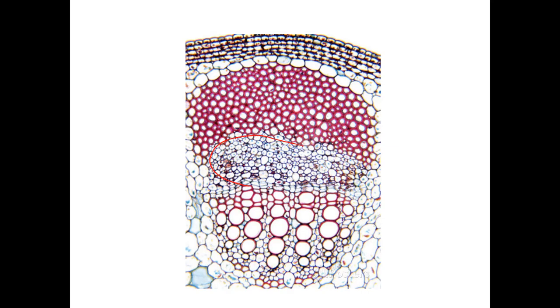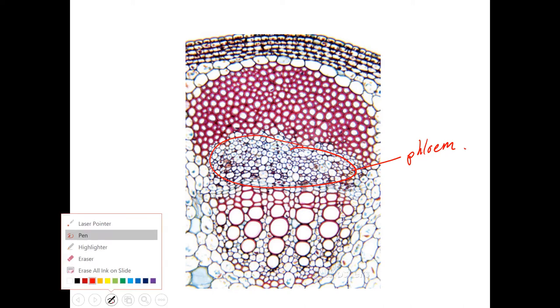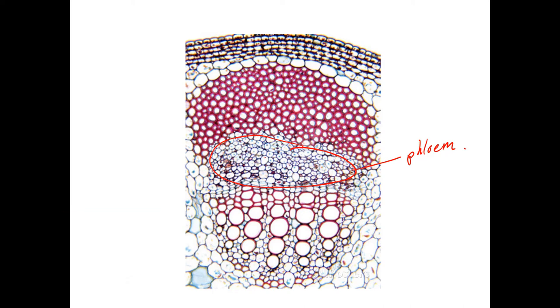The phloem is here, in this area, and there are individual sieve cells in there. They're harder to pick out here. Again, there are multiple types of cells, but I'm going to use blue here, and some of these bigger cells are certainly sieve cells within the phloem.